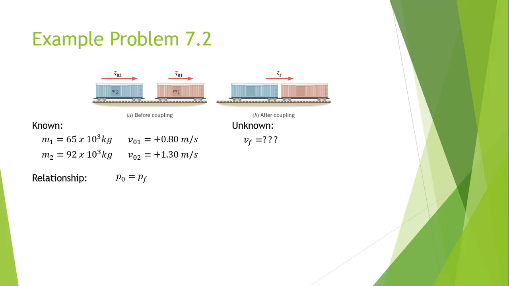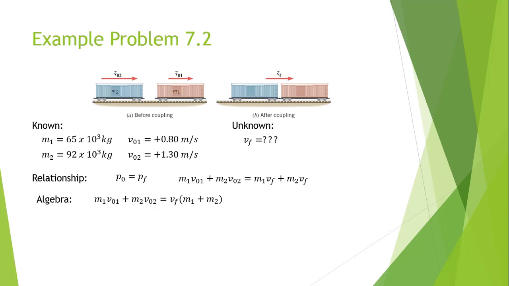Here's my relationship. Initial momentum is equal to final momentum. So initial momentum is equal to the momentum of object 1 before the collision, m1 v initial 1, plus the momentum of car 2, m2 v initial 2. Final momentum is m1 v final plus m2 v final.